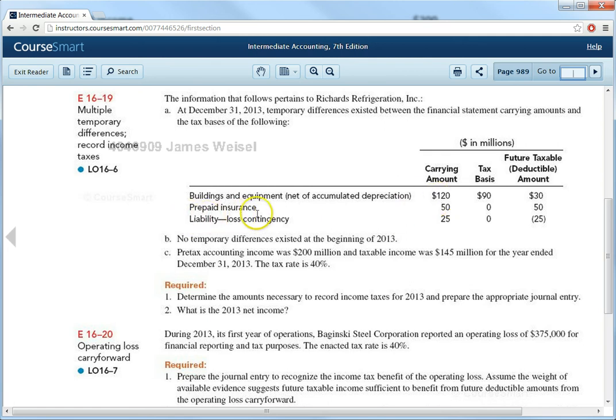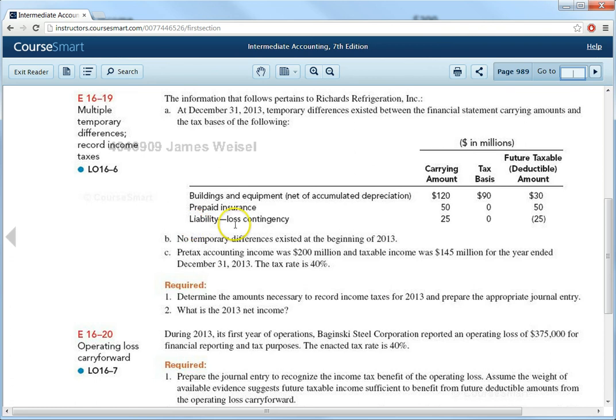We're told that prepaid insurance has a balance sheet carrying amount of $50 million for GAAP purposes, but a zero tax basis. In other words, we were able to deduct all of it in 2013 for tax purposes, but not able to deduct it for GAAP purposes. That is exactly what happened with depreciation. We've got extra depreciation for tax purposes. We've got extra insurance expense for tax purposes also in 2013. And so that's going to be another $50 million deduction.